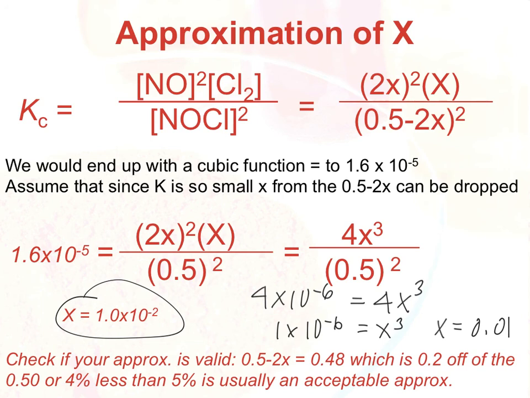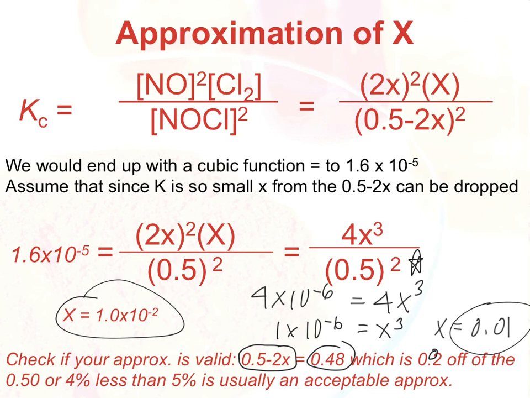Now, before we can accept this approximation, we need to go back and check if the approximation is valid. Okay, so what you're going to do in that situation is you're going to go back and plug in that x value into your equilibrium concentration. So in this case, 0.5 minus 2 times 0.01, okay, and that's going to give you 0.48 as your concentration at equilibrium. Now I want you to notice that that value is actually only 0.02 off of the 0.5 that you would have assumed was present when you dropped that x.